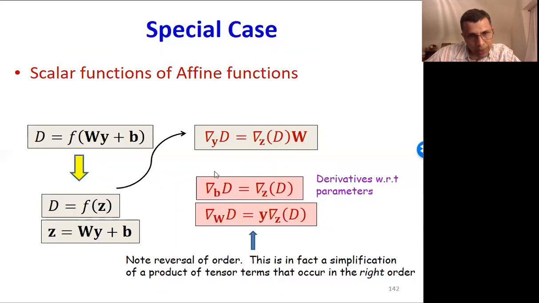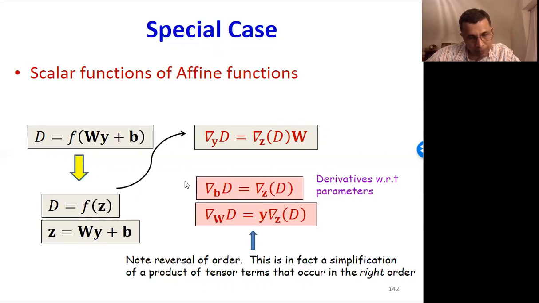Now, if I compute the derivative of d with respect to b, I can use the same chain rule. That is going to be the derivative of d with respect to z times the derivative of z with respect to b. But the derivative of z with respect to b is just an identity matrix because there is no additional term multiplying b over here. So the derivative of d with respect to b is simply going to be the derivative of d with respect to z.